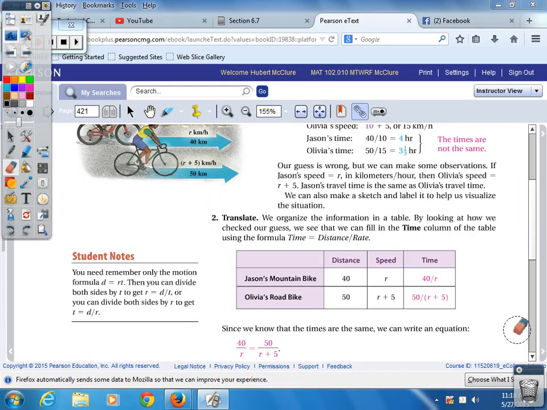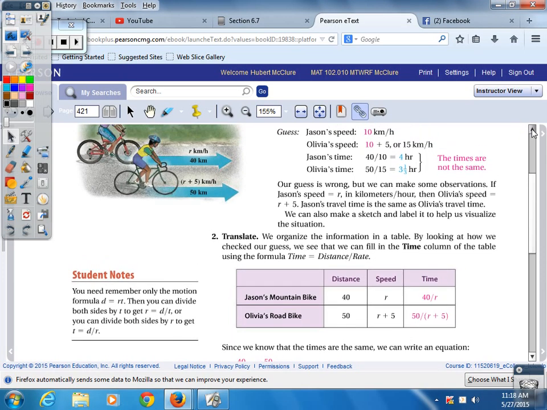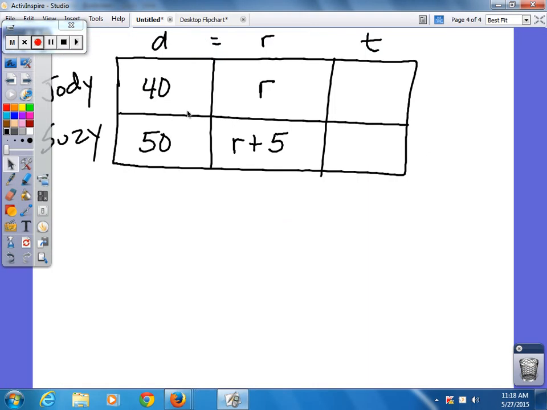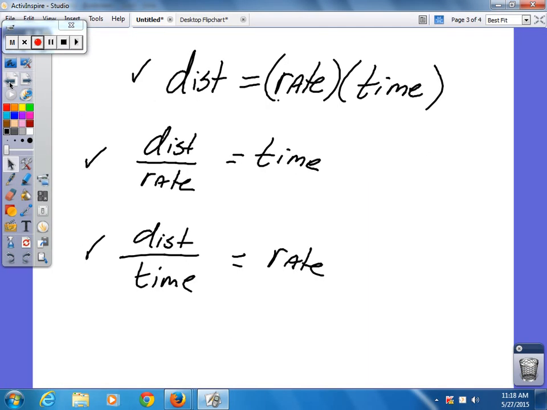So, let's go back to our formulas that we used. We want to find what? What are they asking for? Did they say speed? Oh, they should say what is the rate. They should say the rate. But anyway, let's go back to our handy dandy. There it is. Which one is rate? Distance over what? Distance over time.